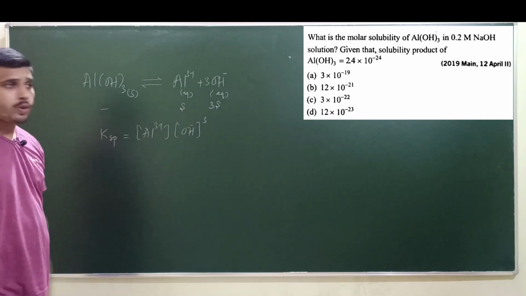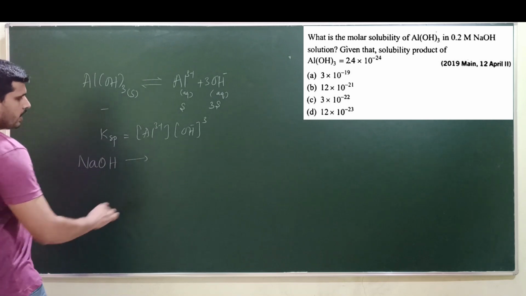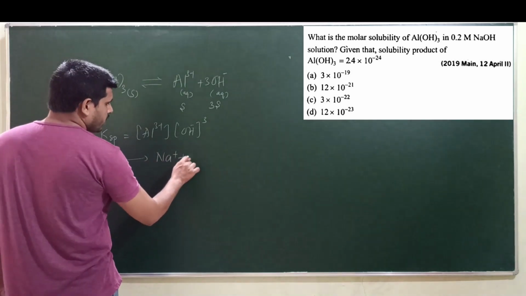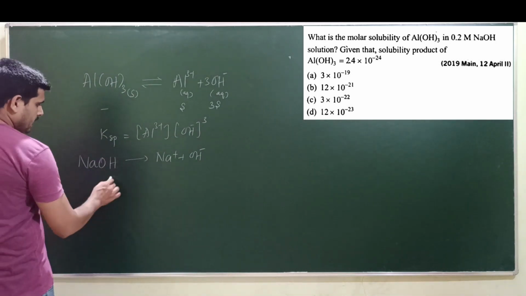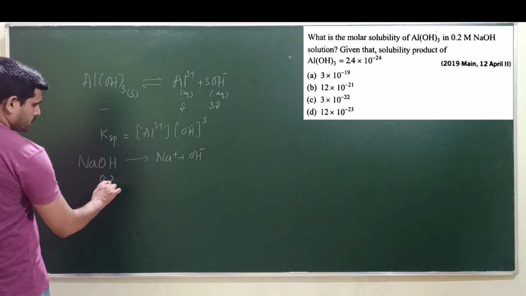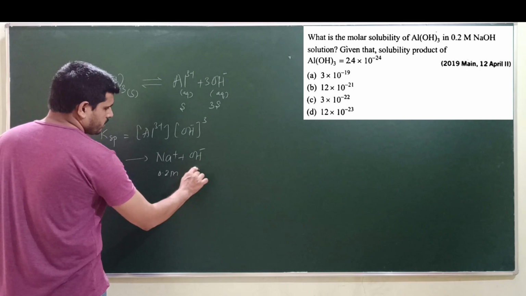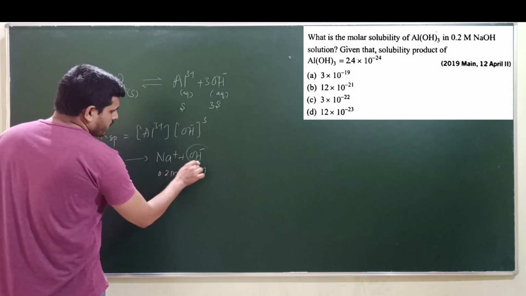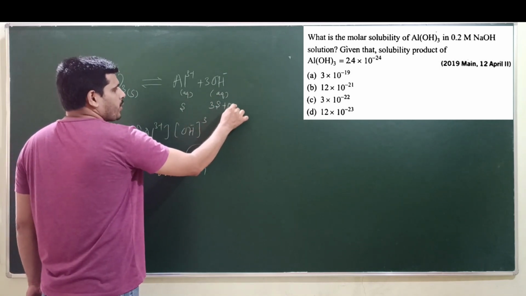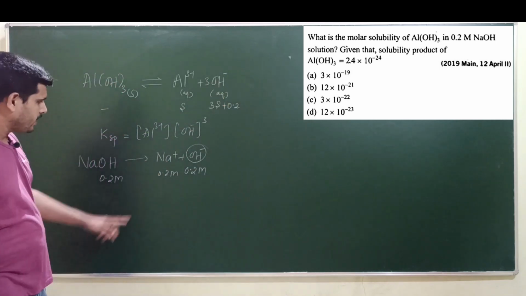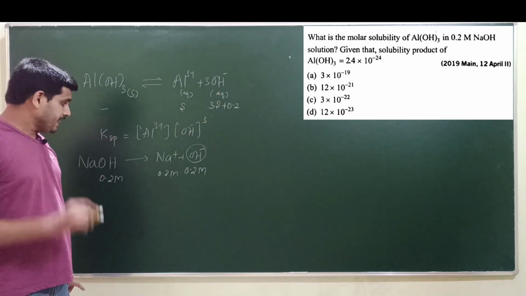If it is water, we would directly substitute because KSP is given, and S can be found out. But here sodium hydroxide solution is taken to dissolve, which is a strong electrolyte and dissociates completely. As a result, the 0.2 molar solution will provide 0.2 molar of both the ions. So the OH minus concentration is more, and that must be added. It is 3S plus 0.2 molar. Aluminum solubility will be S itself.